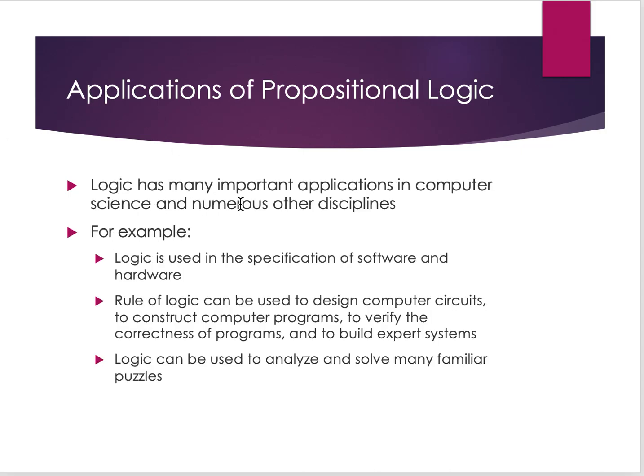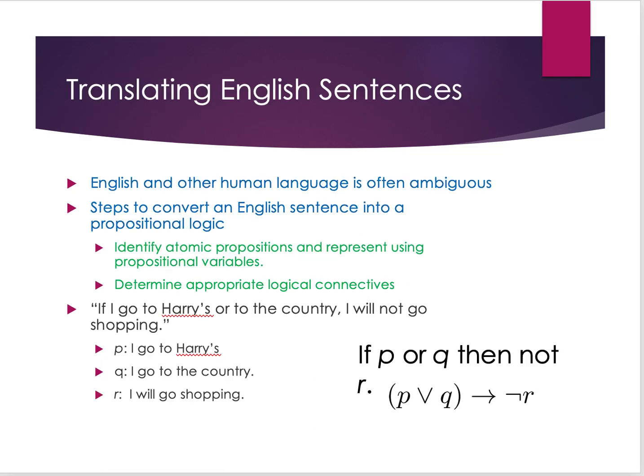Basically, logic has many important applications in computer science and numerous other disciplines. In computer science, we use logic to specify software and hardware. The rules of logic can be used to design computer circuits, to construct computer programs, to verify the correctness of programs, and to build expert systems. Logic can also be used to analyze and solve many familiar puzzles.